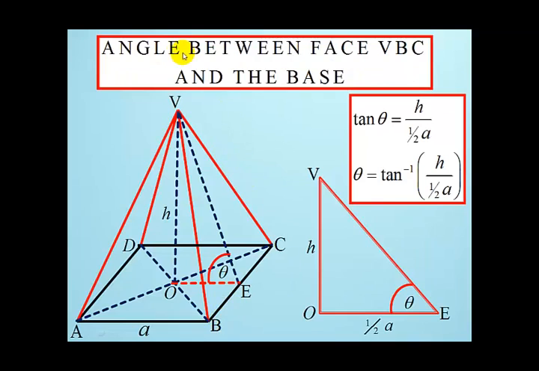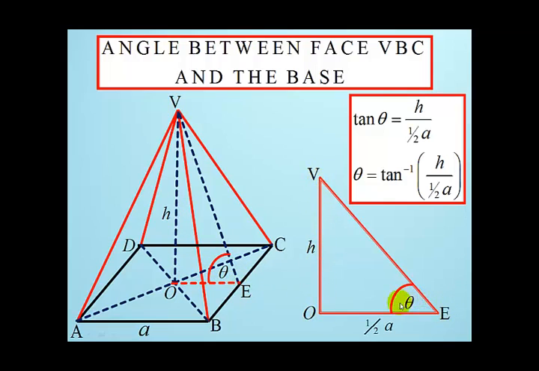Now let's look at the angle between face VBC and the base. Where do you have the face VBC? This is the face VBC, and the base. And so that is the base. Now, the slant height VE is representing the whole face VBC. And OE is representing the base. So if you are searching for the angle between the face VBC and the base, the angle is the theta as shown. And now, to be able to calculate for the angle theta, we consider the right angle triangle VOE. And so we have the triangle VOE.